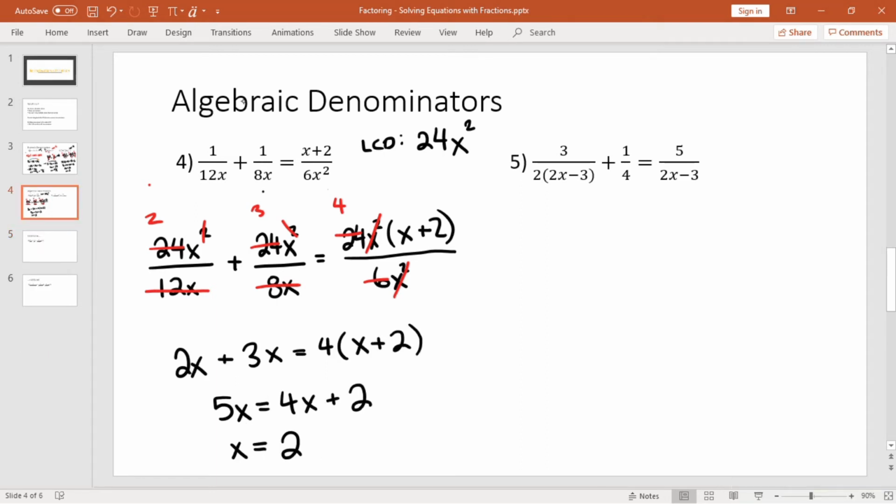Number 5. Okay, I see a 4 and a 2 for numbers, so I know that my LCD will have a 4 in it, and I see a couple of the same binomial to the power of 1. So don't force it, and don't incorporate it, just leave it factored like that. That is fine. So taking up a bit more room now, here we go. We're going to have 4 times 2x minus 3 times the 3 that was already there.